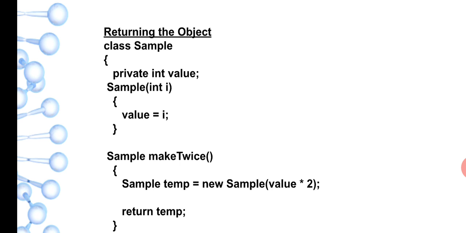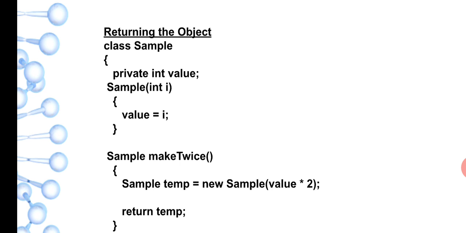Yes, this constructor. Now what happens? Now int I will be having the value 20. Why? Because in the make twice method, what are you going to do? New sample of value into 2. So what was the value? By default value 10. Why? Because using obj1 you called the make twice method, so obj1 will implicitly take the value 10 to the make twice method. So value will be having the value 10.